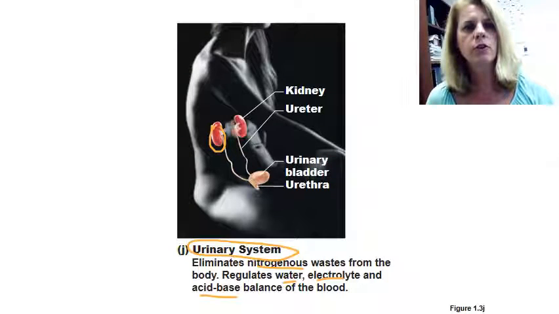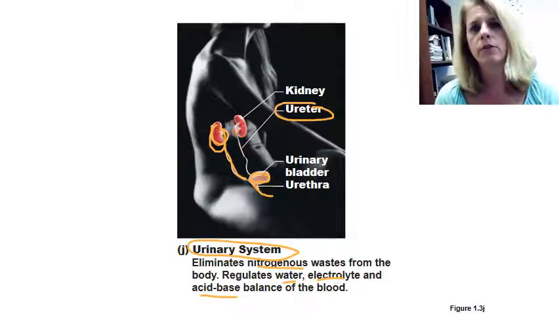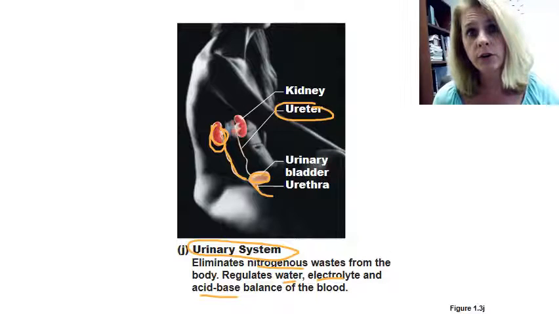You make your urine in the kidneys, and then it flows down these tubes called ureters, where it's then stored in the urinary bladder until it's time to go to the bathroom, and then you void your bladder through the urethra. So those are the parts of the urinary system.